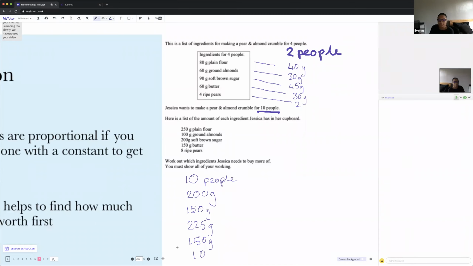Now, if I compare all of these ingredients that I need for 10 people and all the ingredients that Jessica has, well, she has 250 grams of plain flour. Now, that's more than what she needs. So she doesn't need any more of that.